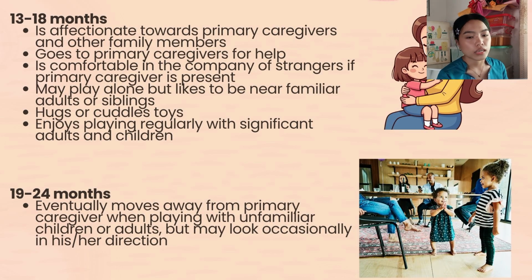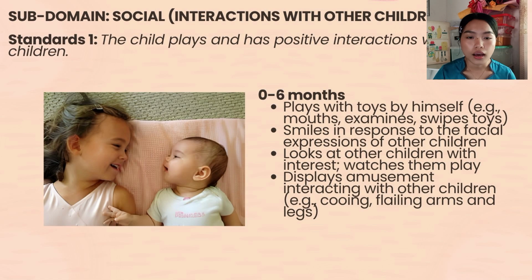They can already start to socialize with other children. I have here standard 1: the child plays and has positive interactions with other children. So plays with toys by himself, mouths, examines, swipes toys. This was already discussed by Mom Janice Puno. They also smile in response to the facial expressions of other children. So if other children smile at them, they respond by smiling back. Looks at other children with interest, watching them play, displays amusement interacting with other children. So the social skills are being emphasized here.